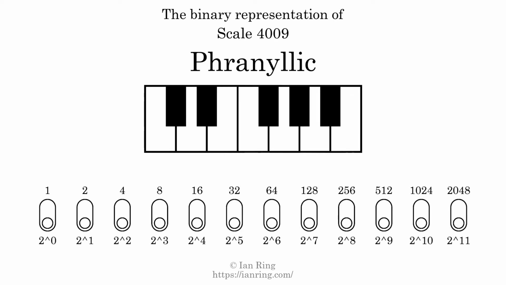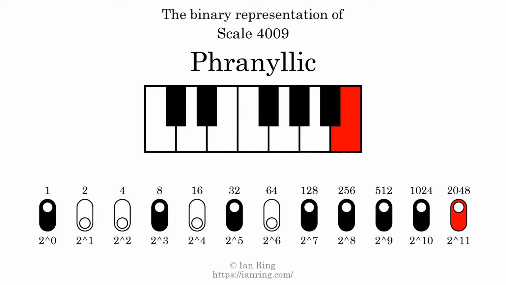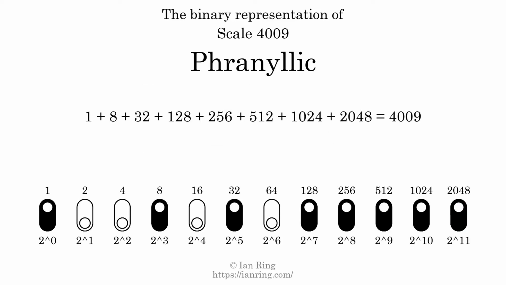The binary representation of this scale is determined by mapping tones of the scale to binary digits. Each binary digit represents a power of 2. To get the scale number, we add the powers of 2 together. The powers of 2 that are present in the scale, all added together, equals 4009. That is why the scale number, in decimal, is 4009.